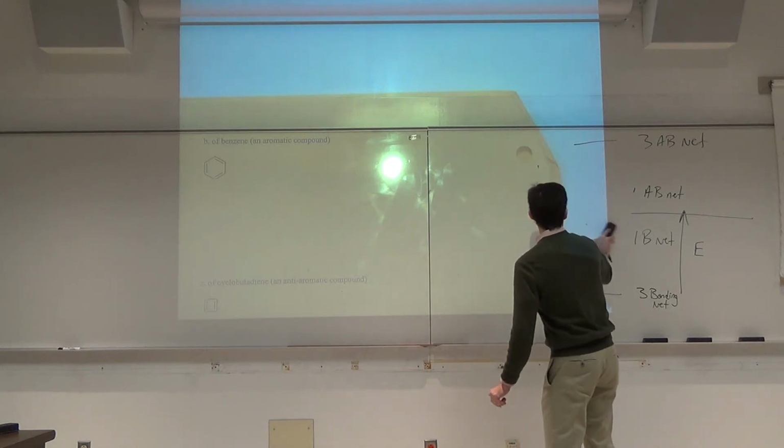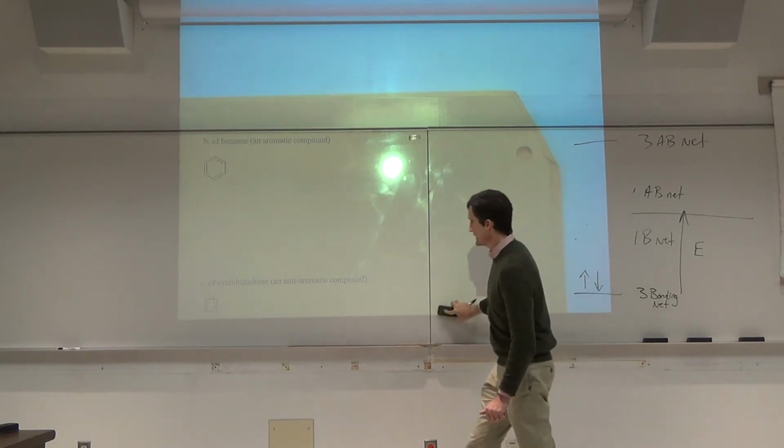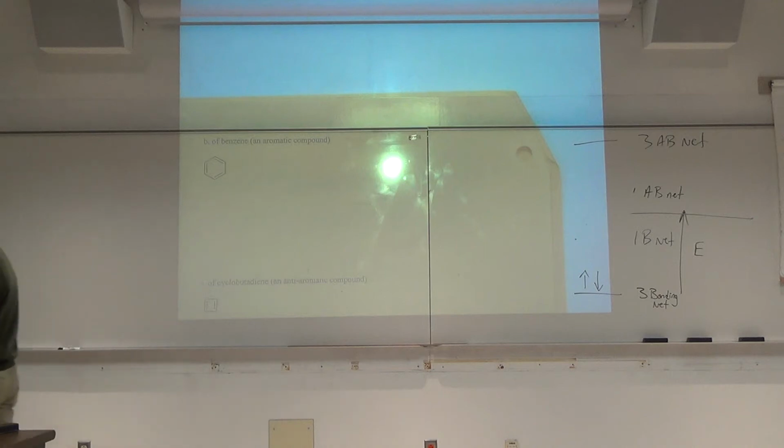You'll also, in one of the handouts, there's a guide to drawing MO diagrams. I think it's the one that you printed yourself. Is that right? It's called the Key to Drawing MO Diagrams. Okay.